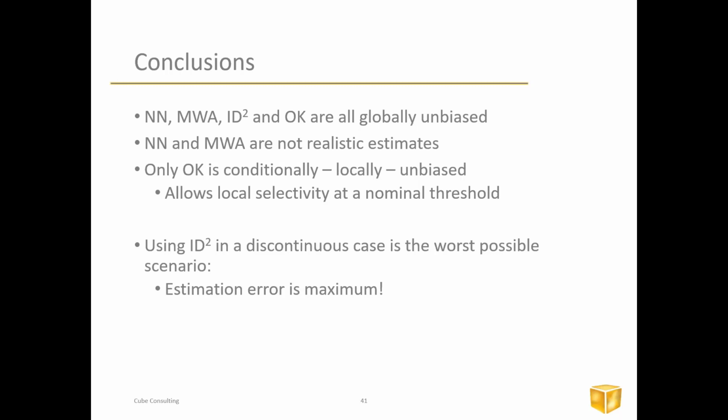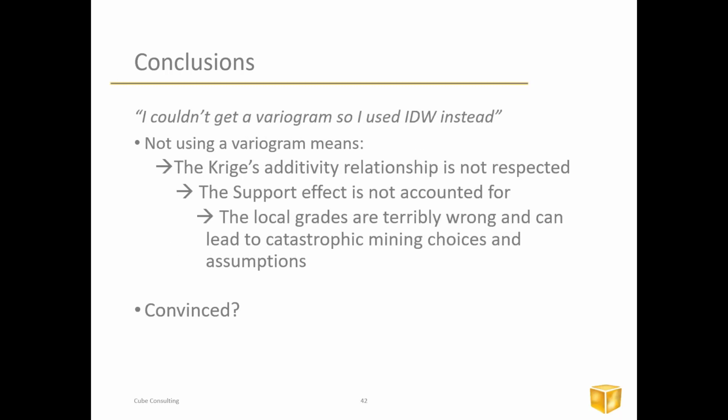So when people tell you, I couldn't get a variogram, so I did an ID square, that's the worst. No, don't do that. Make up a variogram if you have to, but use ordinary Kriging because you need to have the proper reduction of variance. Otherwise, your OM selection is going to be wrong. You're going to have some wrong mining assumption. You're going to lose money, and it's just not worth it.